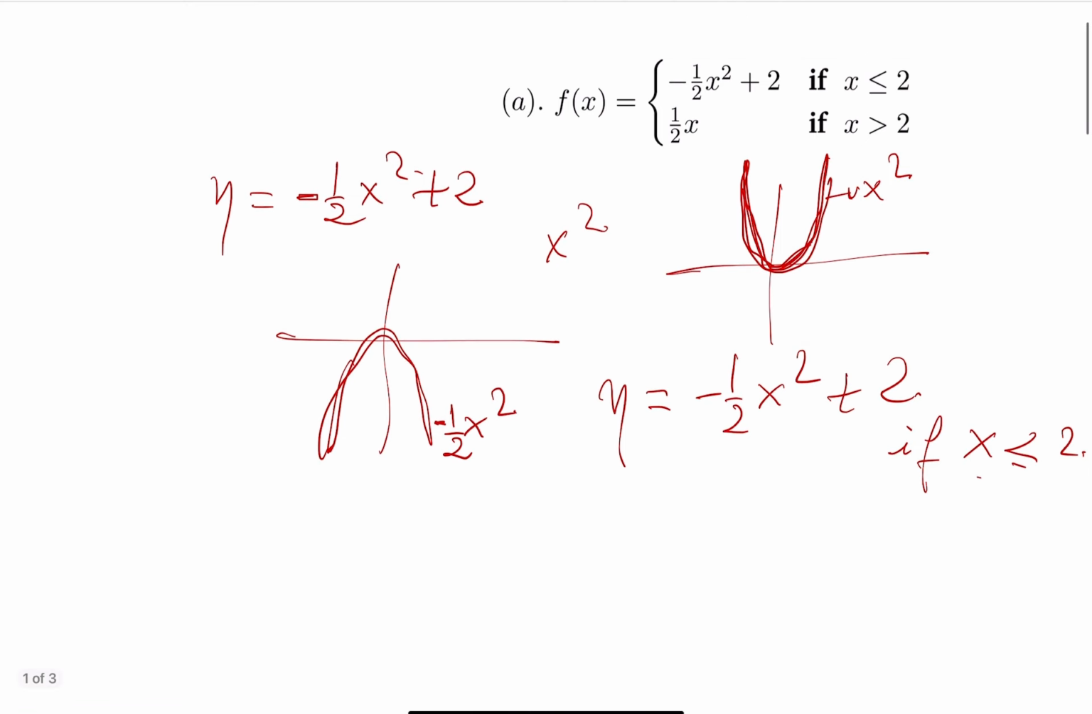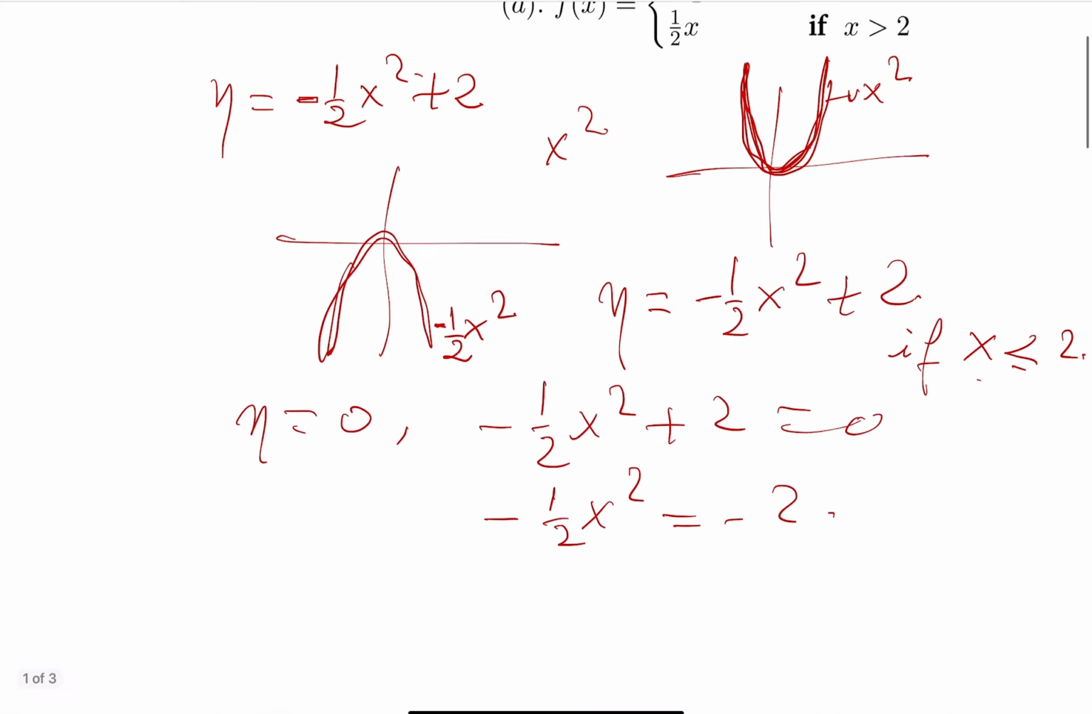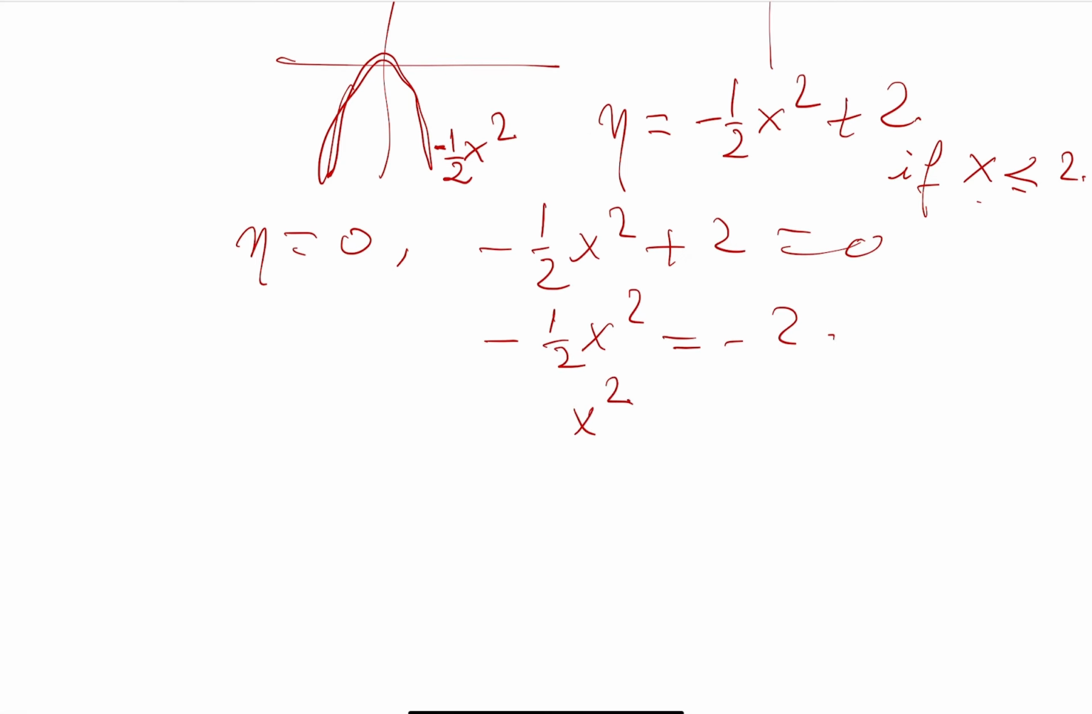If y equals 0, what do you have? You have negative 1/2 x squared plus 2 equal to 0. So negative 1/2 x squared equals negative 2, which gives x squared equals 4. So x equals plus or minus 2. The graph will intersect the x-axis at 2 points.